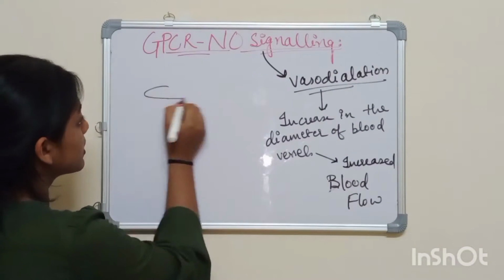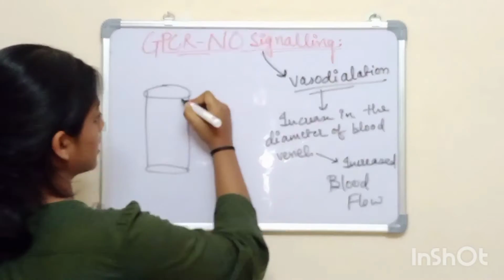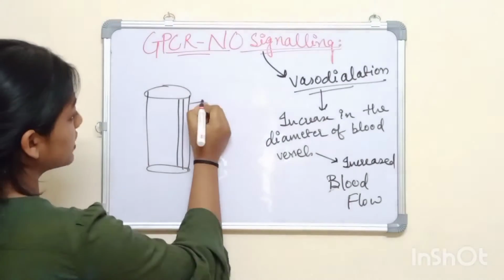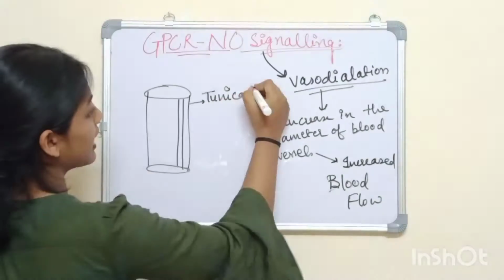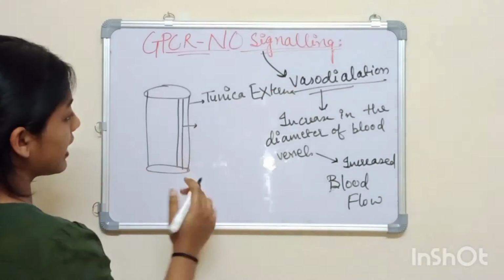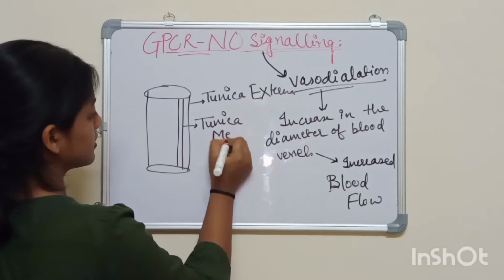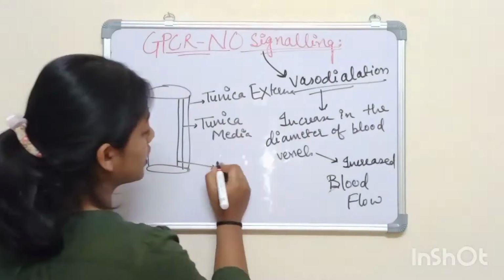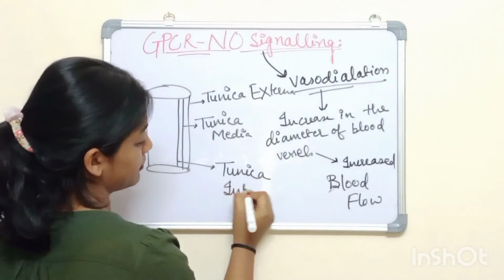Okay, so we know the blood vessel is made up of 3 layers. This is the outer layer called tunica externa. This is the middle layer called tunica media, and this is the innermost layer known as tunica interna.